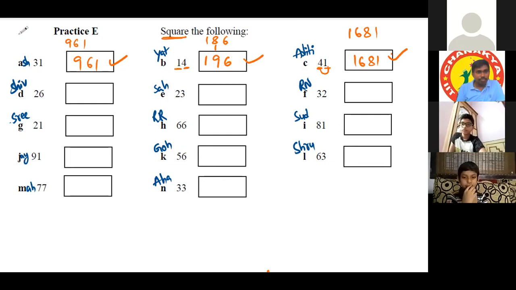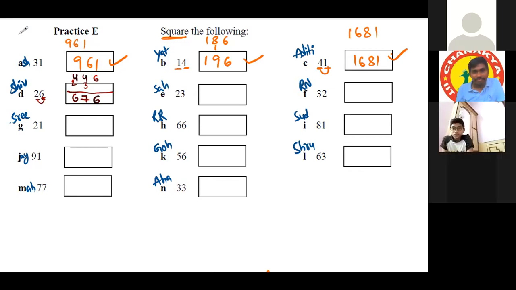Then Pranav. Sir, first we should do duplex of 2, which is 4. Then duplex of 26 is 2 into 2 into 6, which is 24. Sir, duplex of 6 is 36. I'm having trouble in balancing it. 676. Okay.